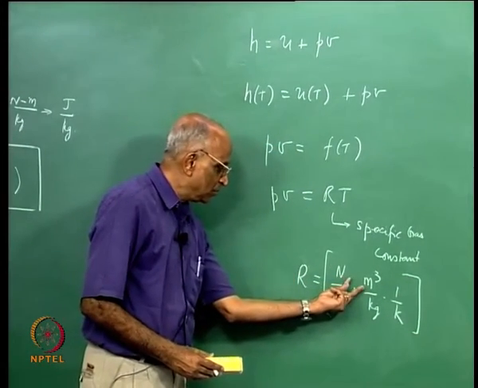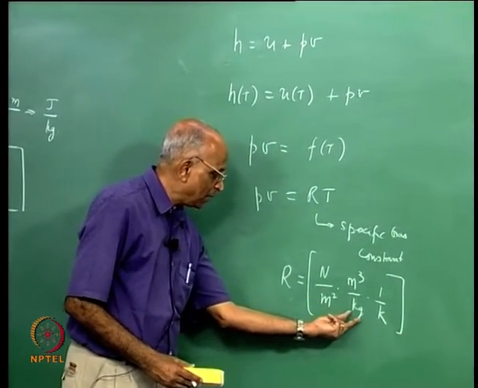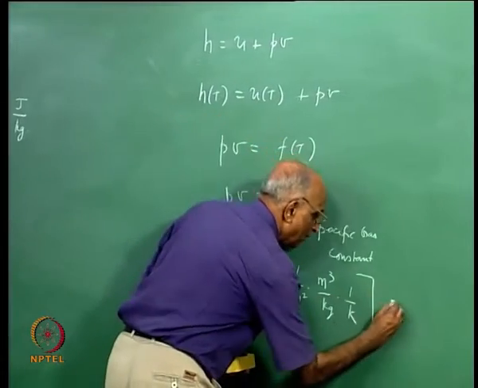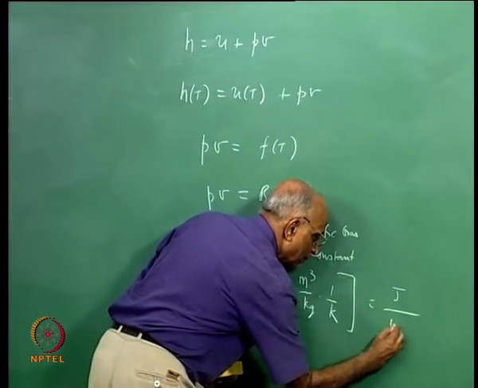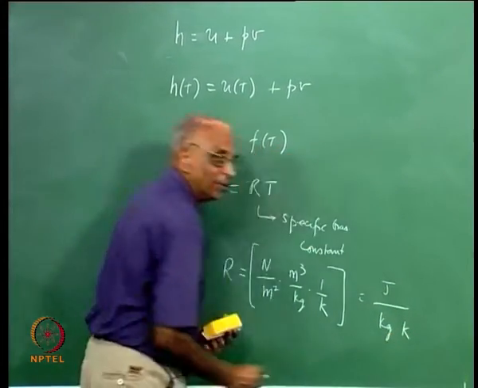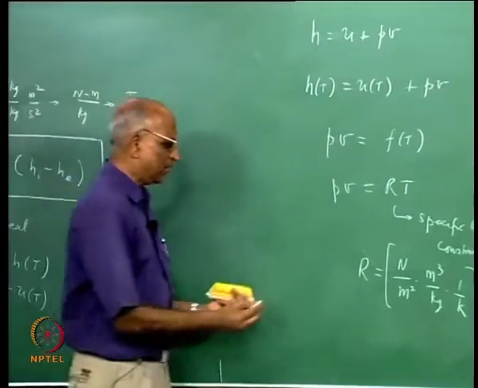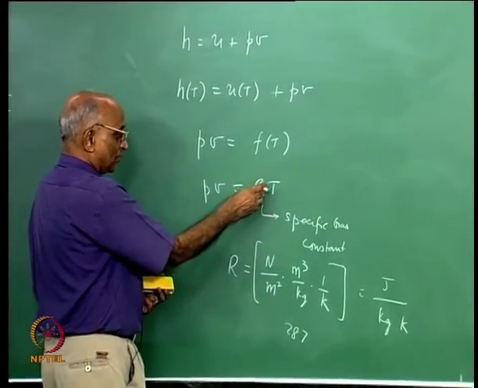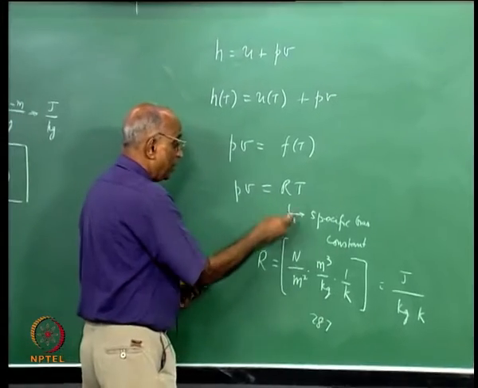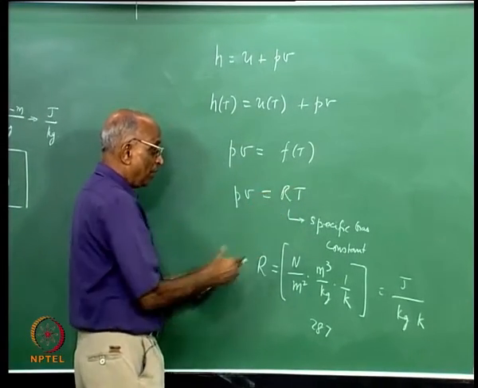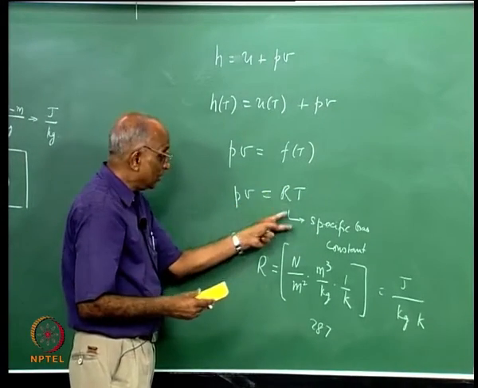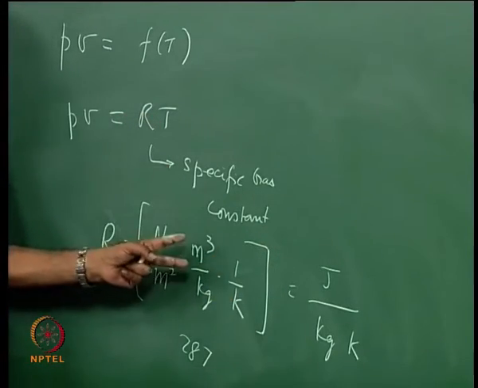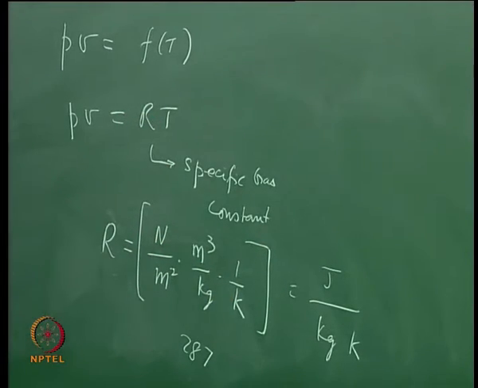Newton meter, joule per kilogram Kelvin. That means I have joule per kilogram Kelvin, which for air is something like 287, and it is specific to the gas. Air has a value of 287, maybe CO2 will have a lower value, maybe helium may have a higher value. This is R, and it depends on the type of gas which we use.